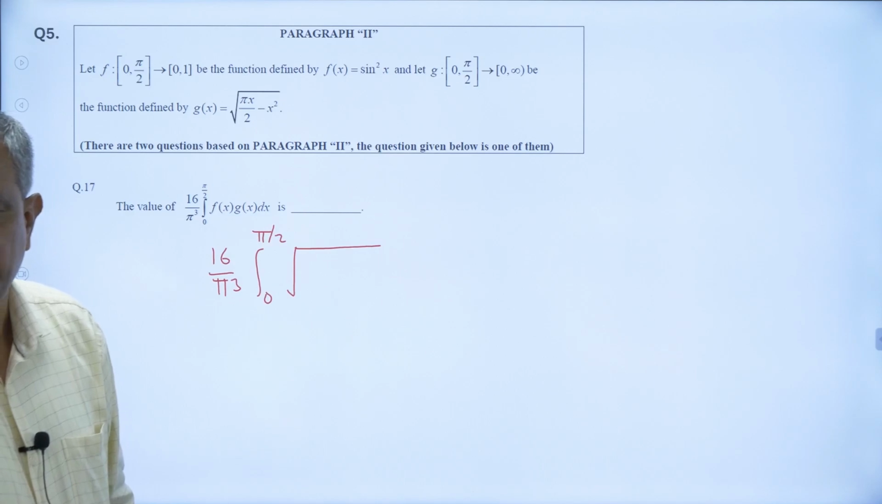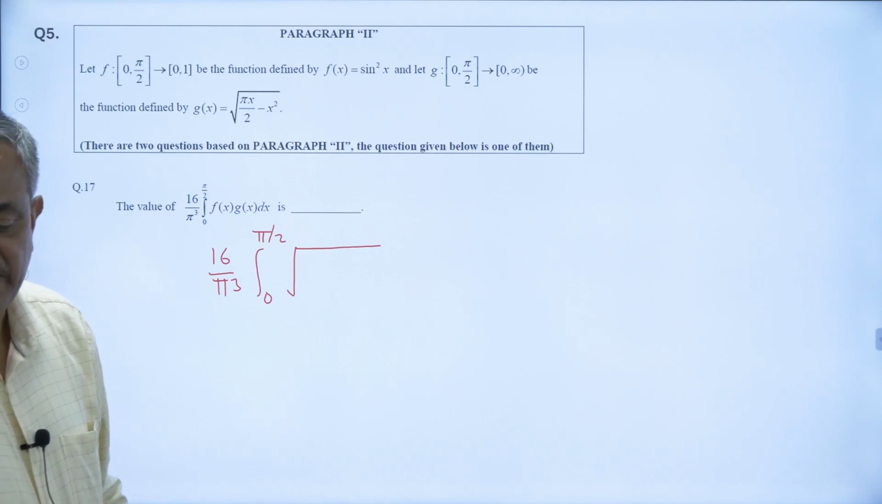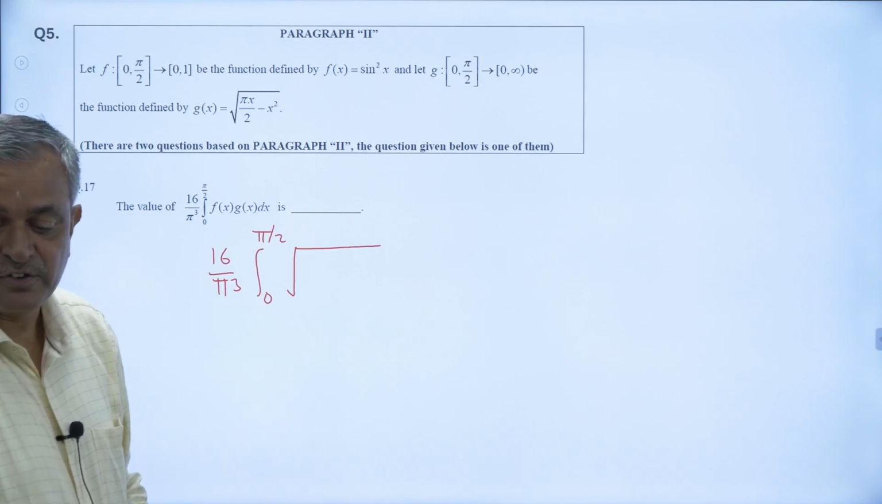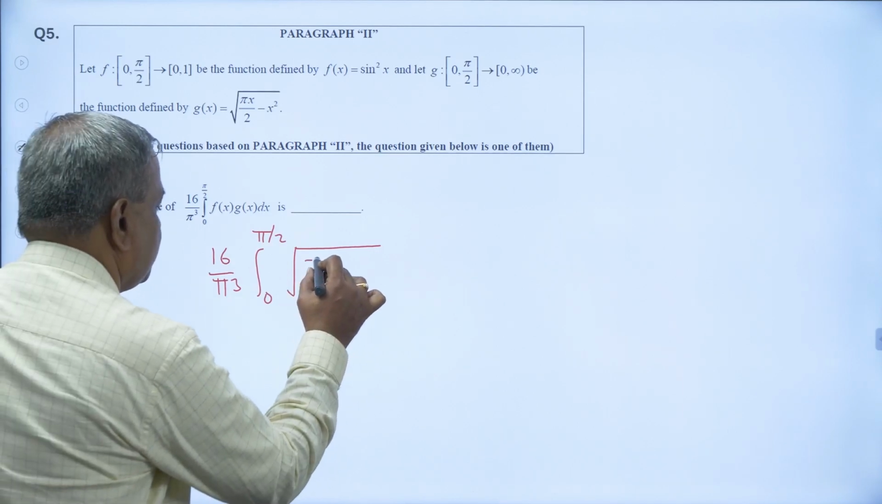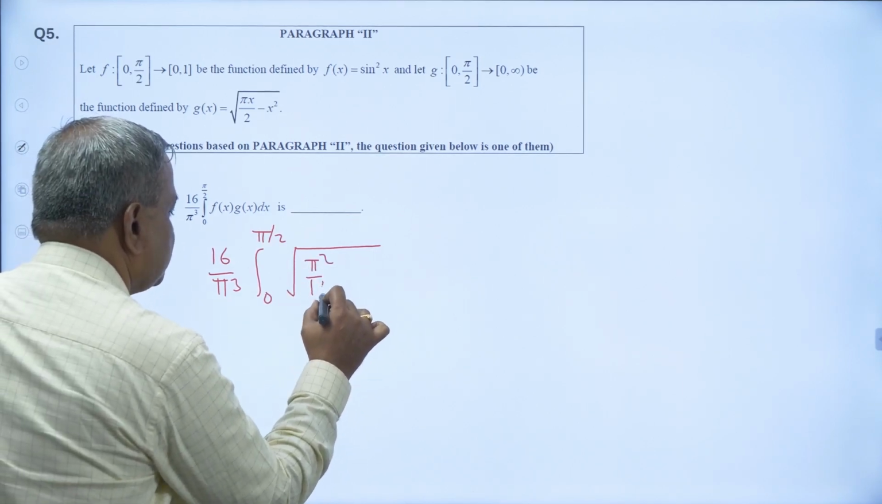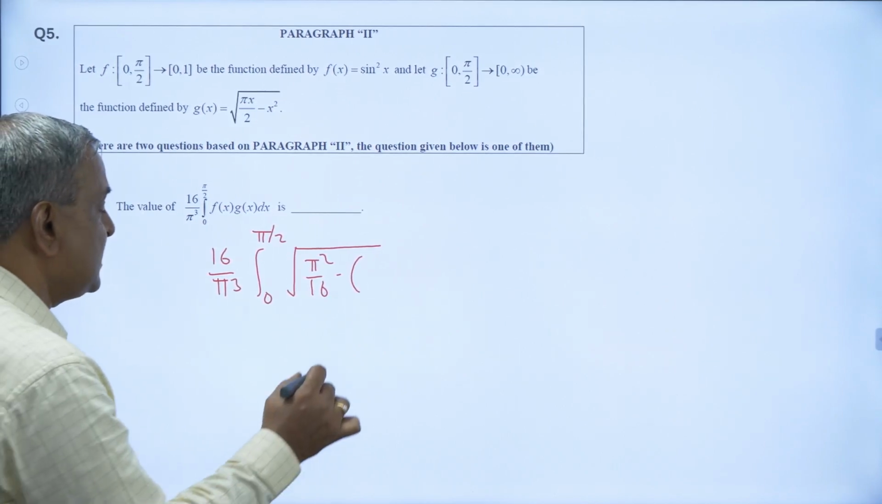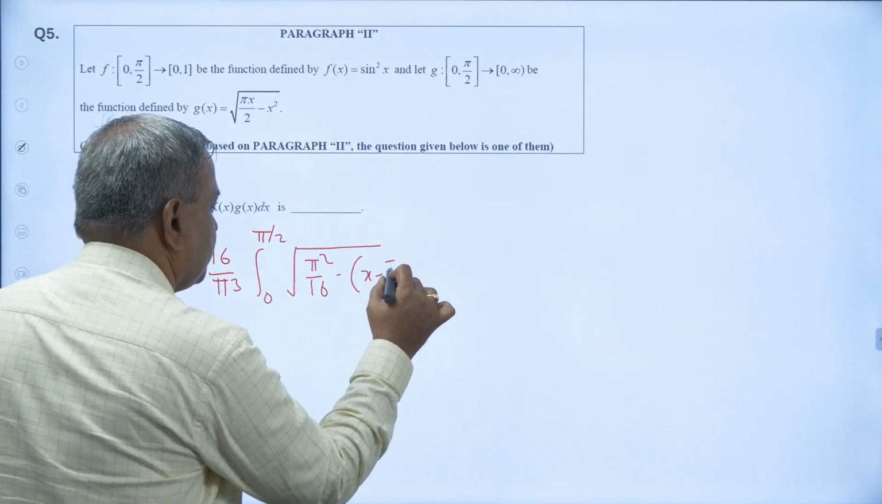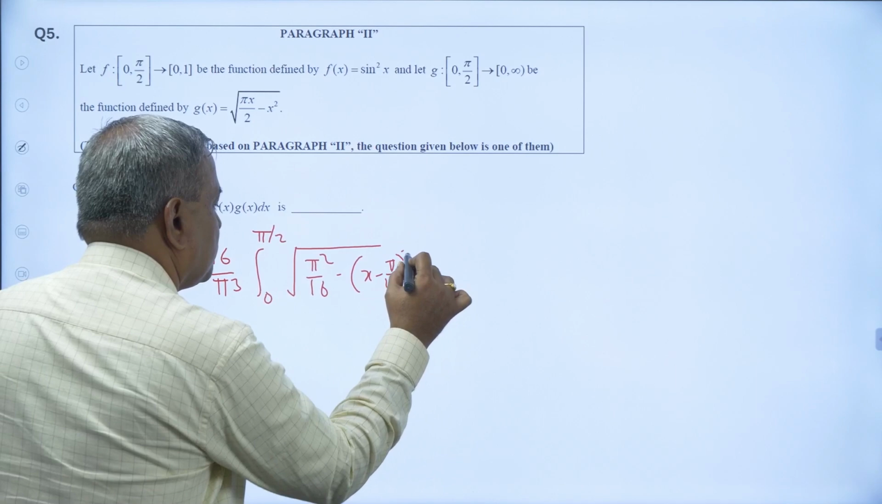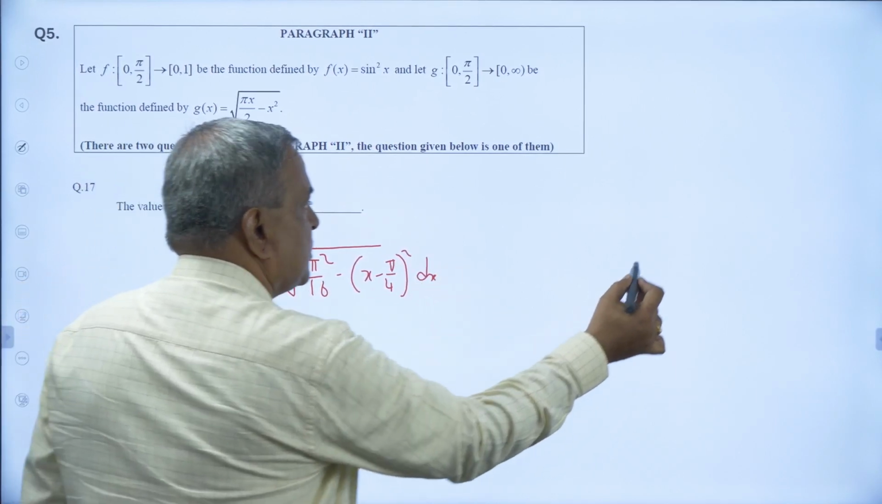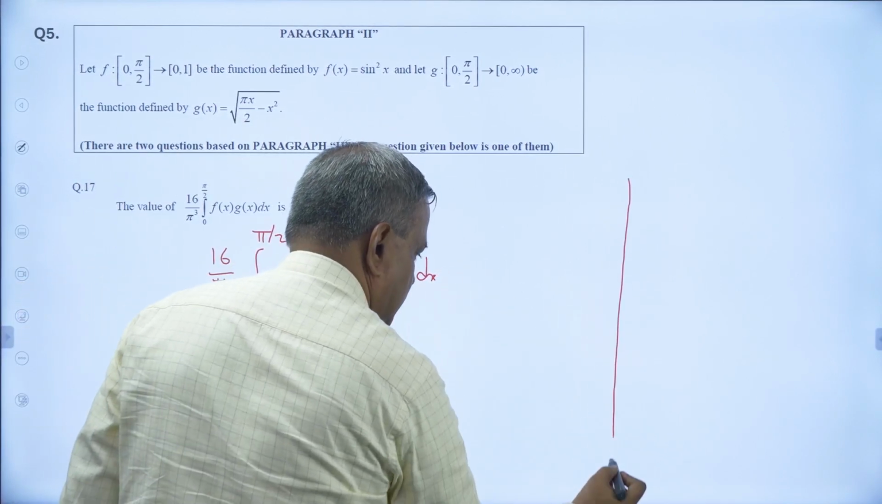So you have to make a perfect square to solve this question. How can we make the perfect square? This can be written as pi square by 16 minus x minus pi by 4 whole square dx. So what is the formula used here?